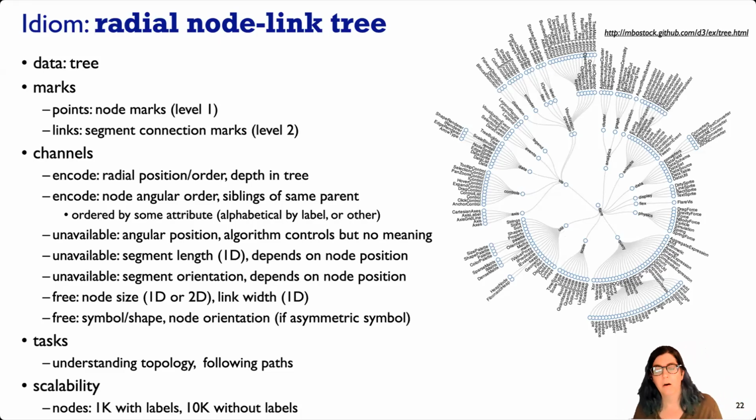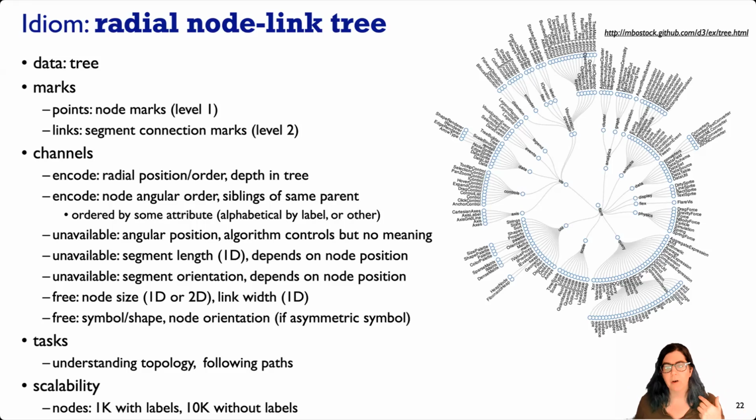So what are we encoding? Well, with this radial tree, the radial position, and thus also the order, is showing you the depth in the tree. So the root's at the center, and you can just look up what is the depth in the tree at any particular radial location. Now, what about the angular position? Well, for the nodes, there is an ordering where siblings of the same parent are all next to each other, and they're laid out in order. And so that's typically done by having some attribute. It might be a not very smart one, like in this case, we're just using alphabetical order of the labels, or it might be something more complex.